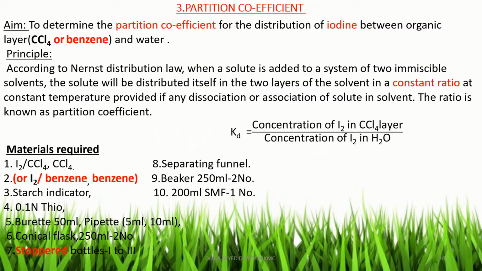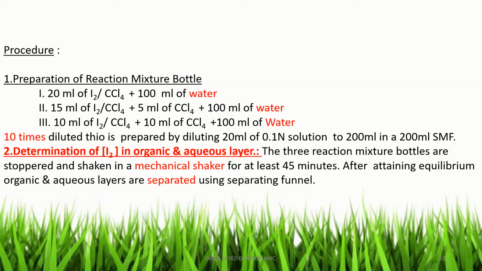Procedure of the experiment: in the numbered bottles, in the first bottle, 20 ml of iodine in CCl4 and 100 ml of water are taken. In bottle number 2, 15 ml of iodine in CCl4, 5 ml of CCl4 and 100 ml of water are taken. In bottle number 3, 10 ml of iodine in CCl4, 10 ml of CCl4 and 100 ml of water are taken. In each case the total volume is 120 ml: the organic layer is 20 ml and the aqueous layer is 100 ml.